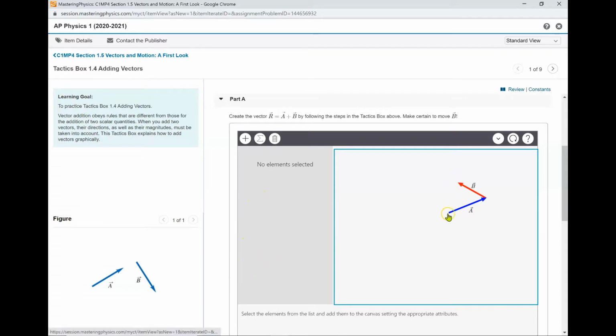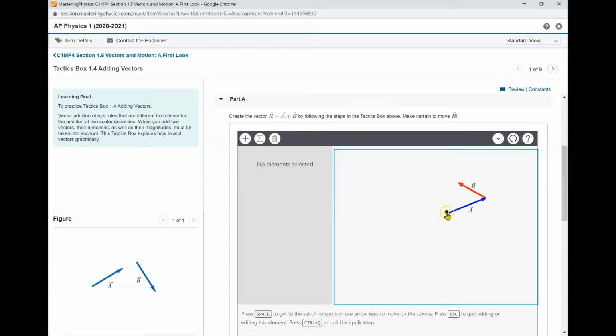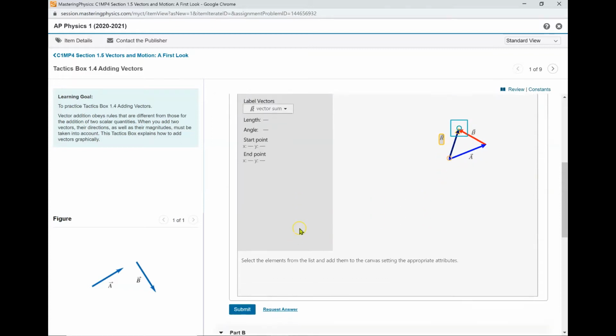Now, the resultant vector, the sum of vector A plus B, is going to be a vector that goes from the tail of A to the tip of B. So we're going to start at the tail of A, and we're going to draw it to the tip of B. And so this is the vector sum. If this was a force vector, this would be equal to the net force, the sum of these two forces. Let's see if it's correct.